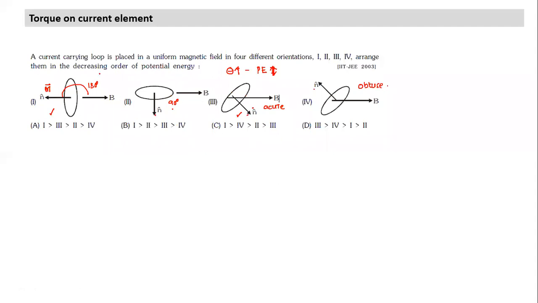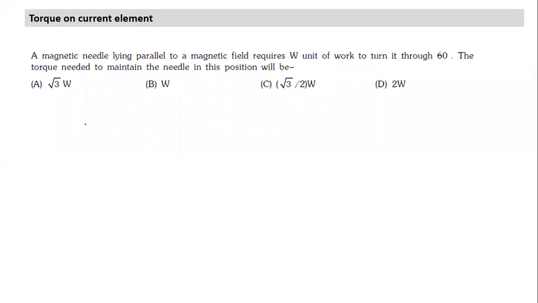What is the order if you have to arrange in decreasing order? The first one is the largest, and then the next smaller angle, and this was the next angle. After the first, the fourth one should come, and after that the second one, and the least energy is the third one. Let's look at some more questions on this.